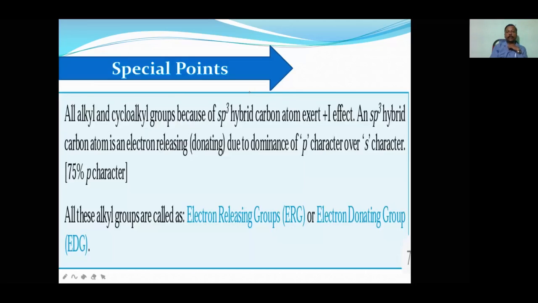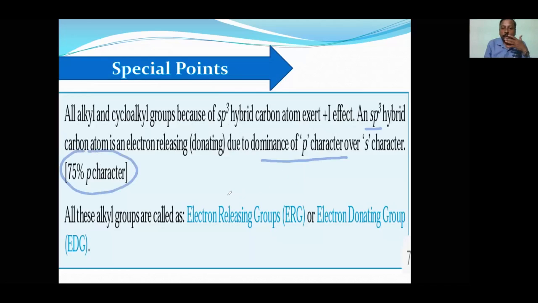Alkyl. Here you can see alkyl, cycloalkyl. They are also carbon atoms, only sp3 hybridized. So as I told you, inductive effect will be there only when there is an electronegativity difference. Now here the electronegativity difference is due to dominance of the p percentage character. So P percentage character is 75%, whereas S percentage character is only 25%.